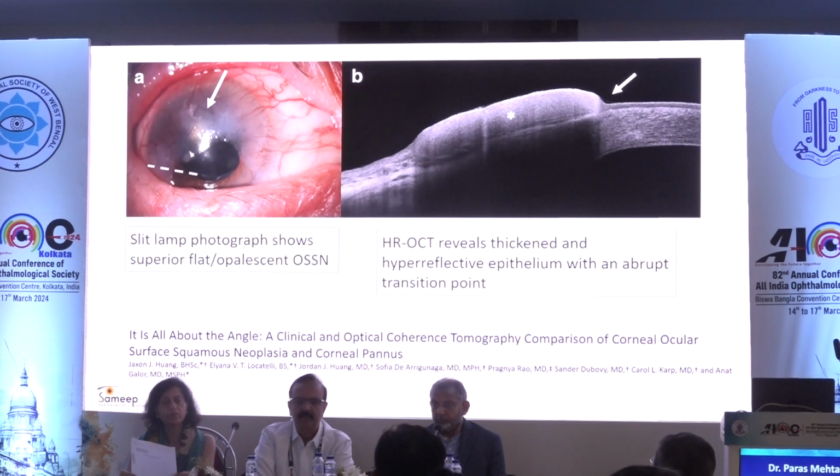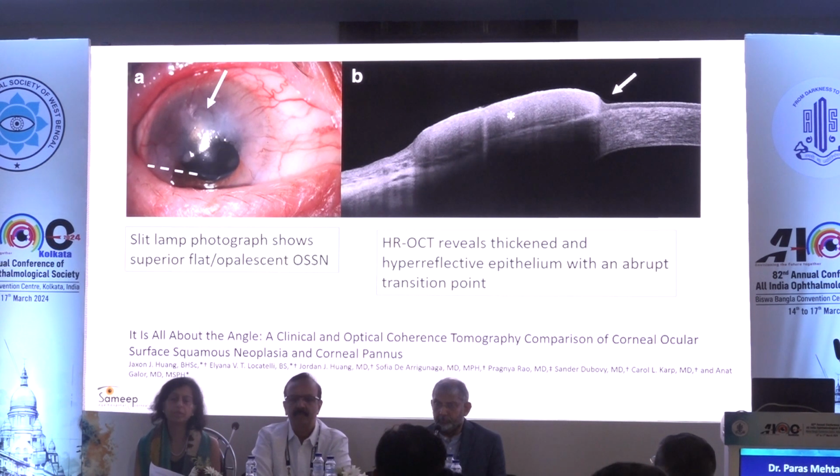As you can see here in a clinical photograph, there is a superficial flat opalescent OSSN on the left side. On the right side, the OCT reveals thickened and hyperreflective epithelium with an abrupt transition point as shown by an arrow.